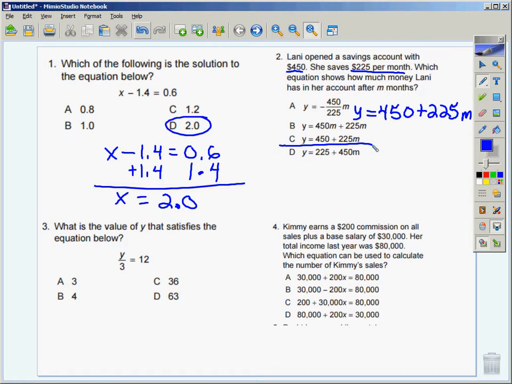On number 3, in order to get y by itself, I'd have to multiply both sides by 3. When I did, these 3's would cancel out, leaving me y equals 36.